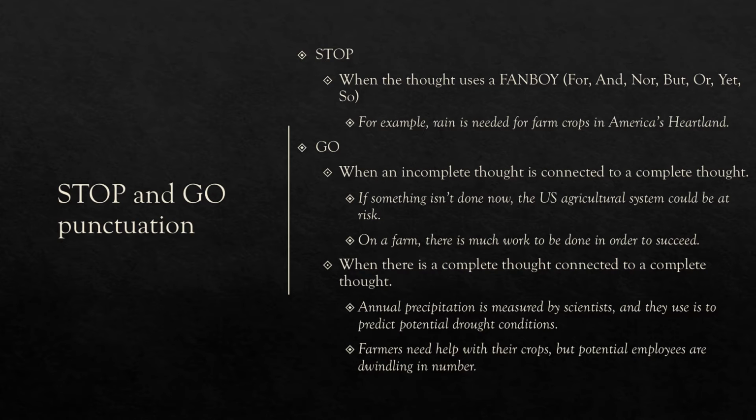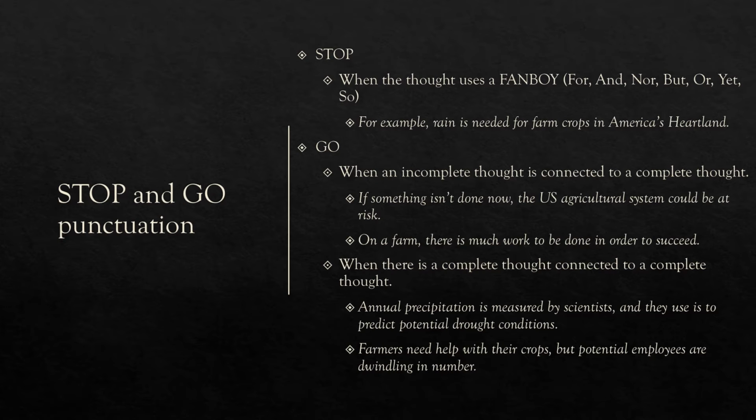You can also use commas when it's a go punctuation, which means that it's not separating a thought but connecting them together. If something isn't done now, comma, the U.S. agricultural system could be at risk. On a farm, comma, there is much work to be done in order to succeed. Those first parts are incomplete thoughts. They're not complete sentences, so we're connecting them to a complete sentence. In order to do so, I use a comma.